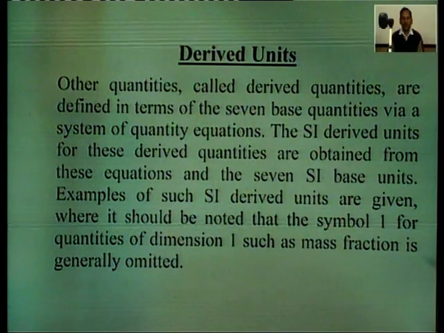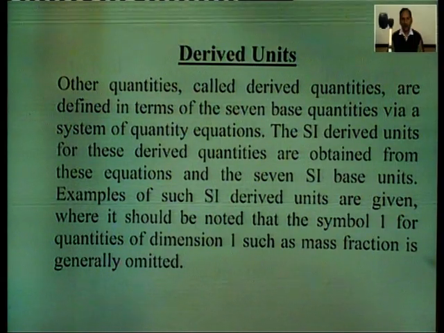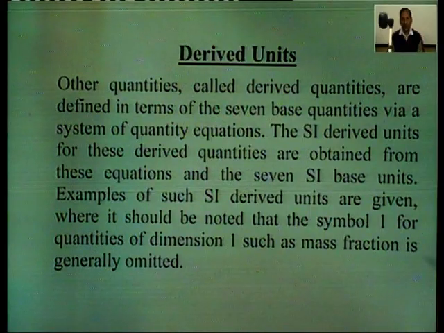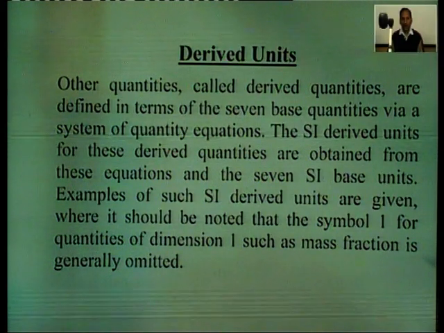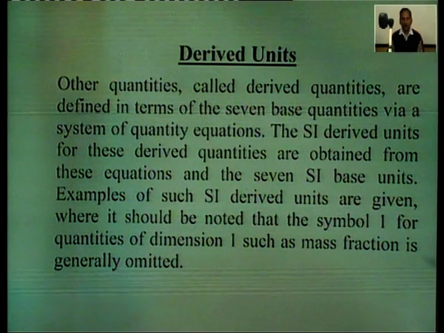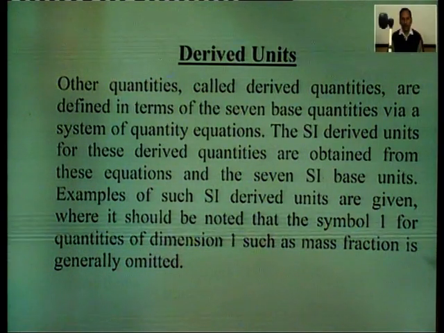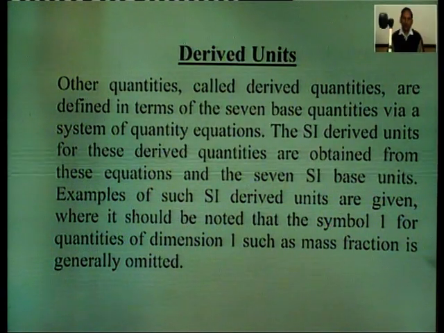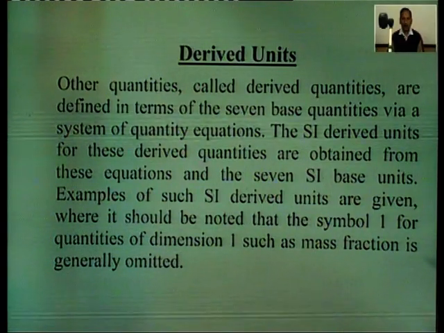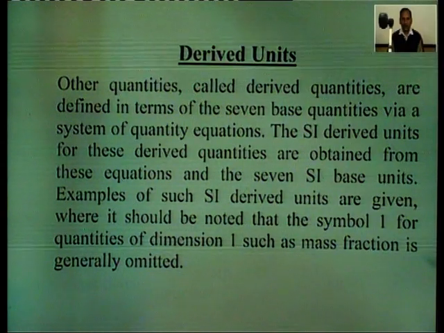Derived units. Other quantities, called derived quantities, are defined in terms of the 7 base quantities via a system of quantity equations. The SI derived units of these derived quantities are obtained from these equations and the 7 SI base units. Examples of such SI derived units are given, where it should be noted that the symbol 1 for quantities of dimension 1, such as mass fraction, is generally omitted.